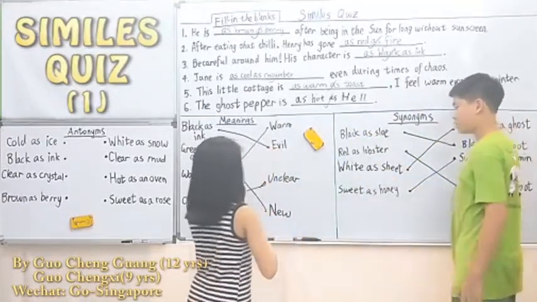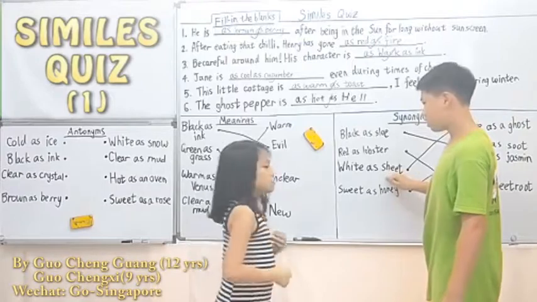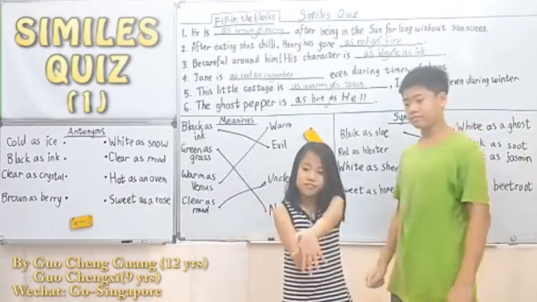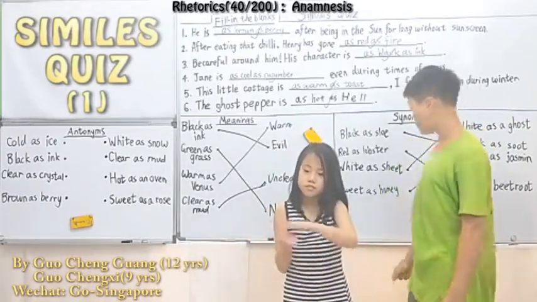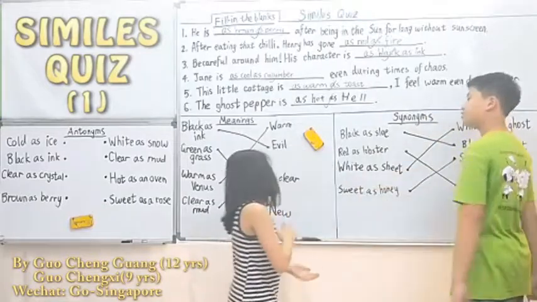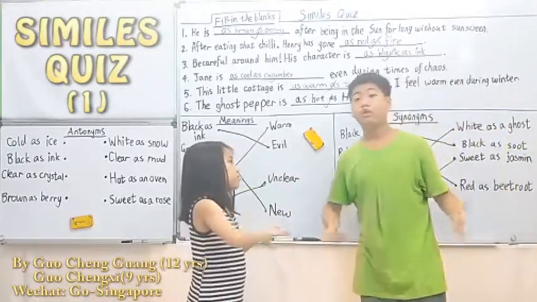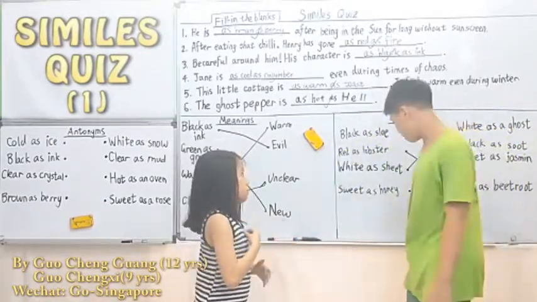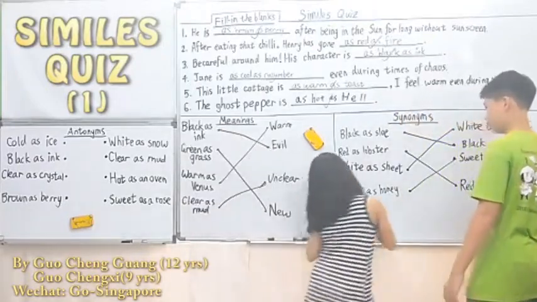So, white as sheet? This sheet, well, you just use it. It's a paper. You can say, for example, a sheet of paper. But this means white. You're shocked, right?